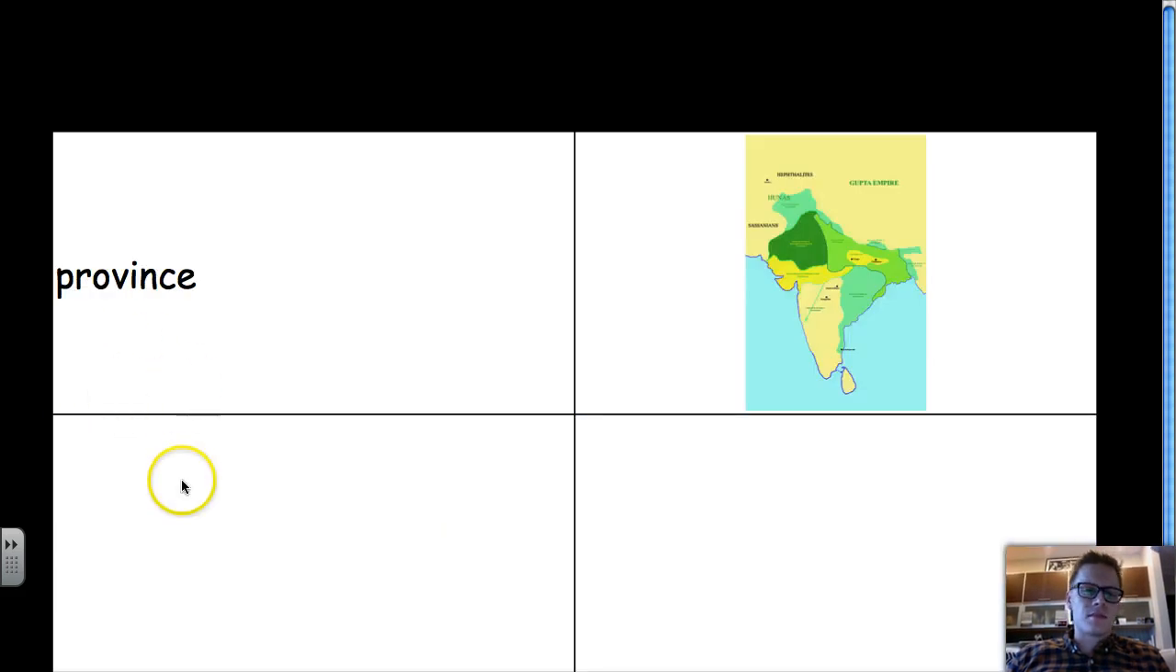Next up, a province. Now what I have here is basically modern day India, the subcontinent. We've studied that. And what we see are the different areas, the different provinces of the Gupta Empire. All of this that is colored a different shade of green or yellow is the Gupta Empire at some time or another. So it covered a large area. It did not cover this area. This is mostly the Deccan Plateau and the Western Ghats, so they didn't cover that area.